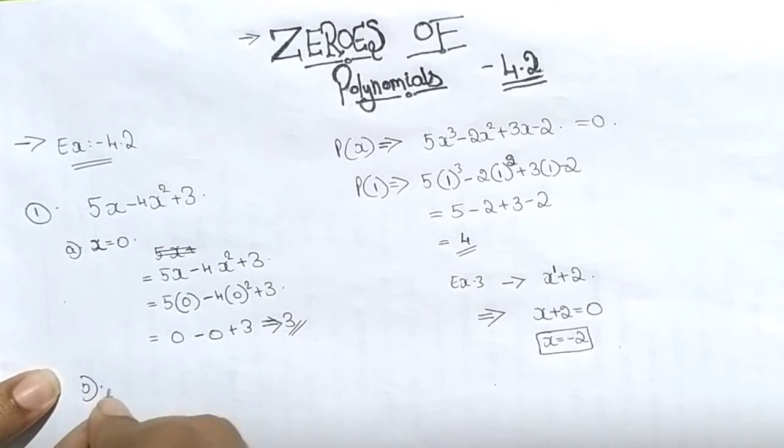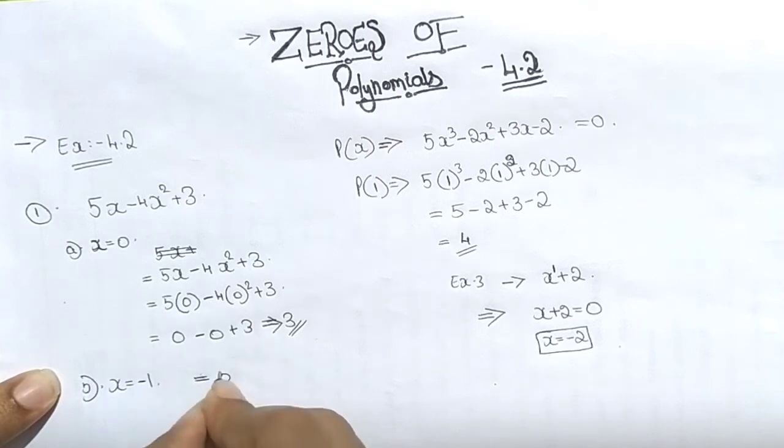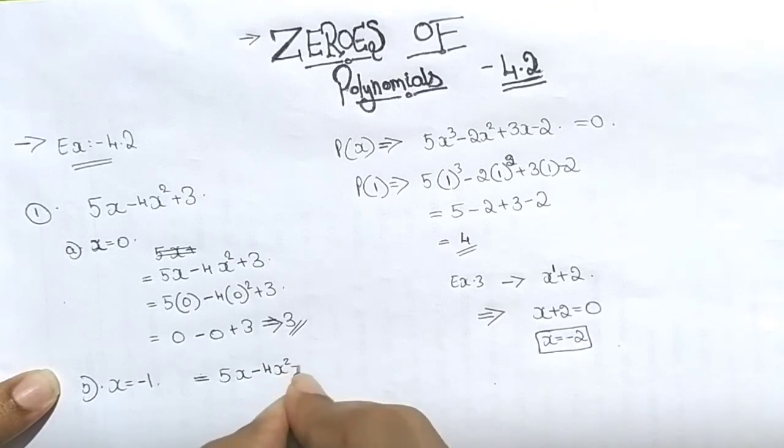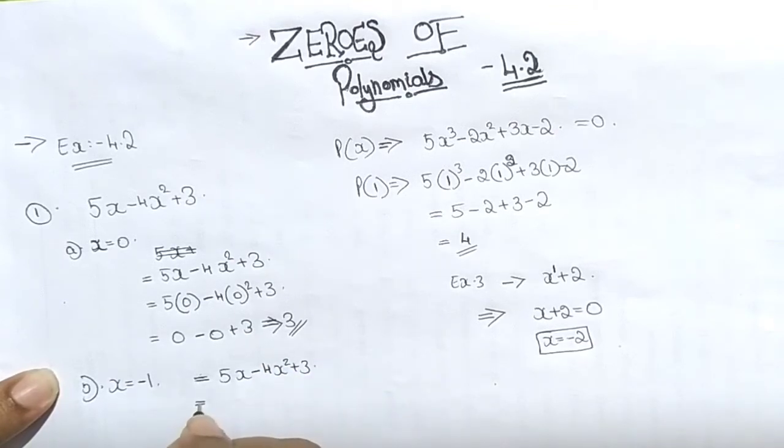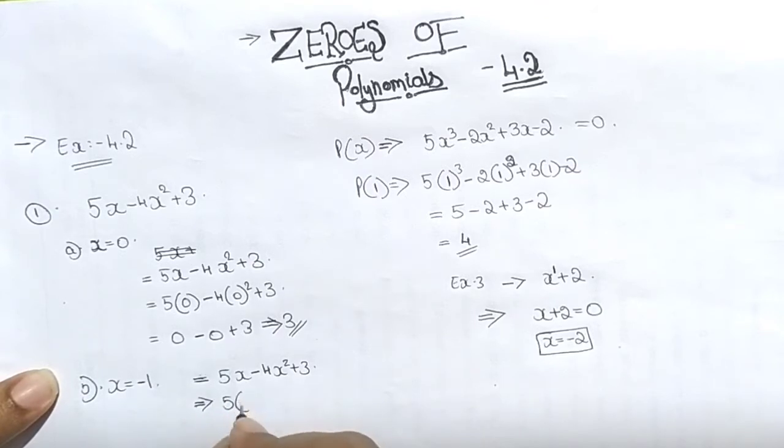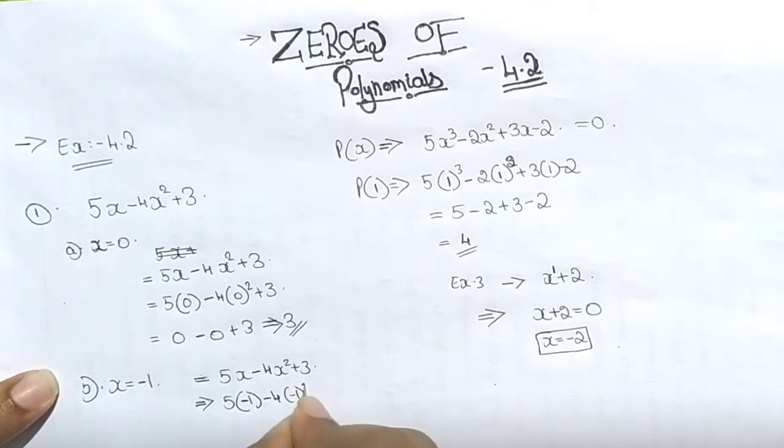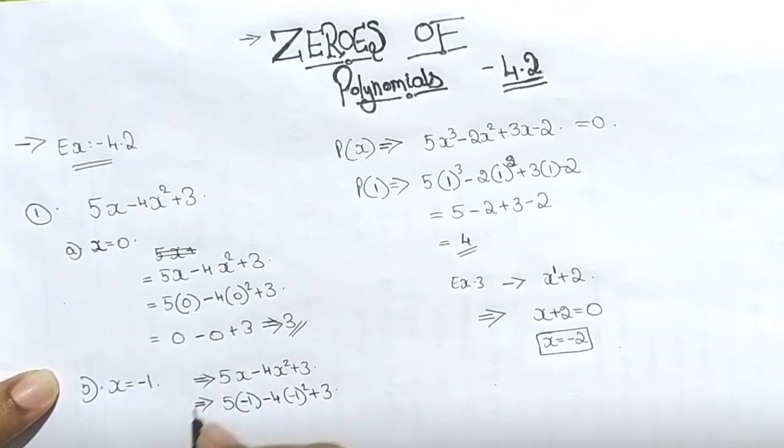Let's take the second question, at x equal to minus 1. Given question, again take down the question: 5x minus 4x square plus 3. It's so simple. Substitute minus 1 in the place of x. 5 into minus 1, minus 4 into minus 1 square, plus 3.